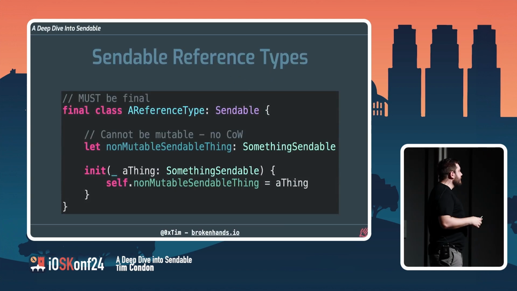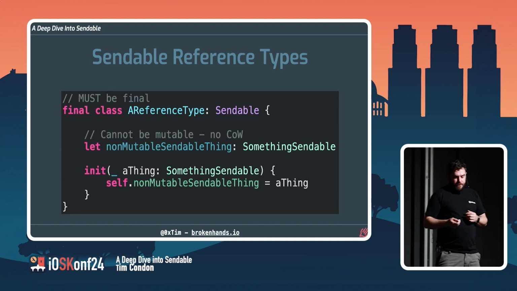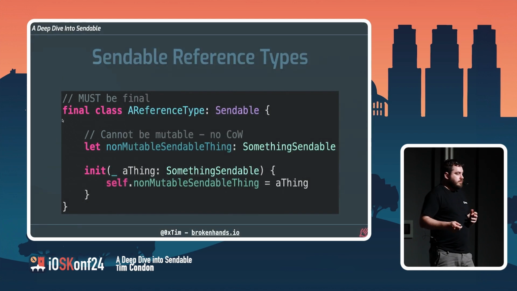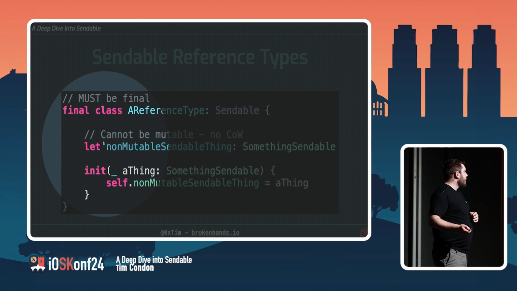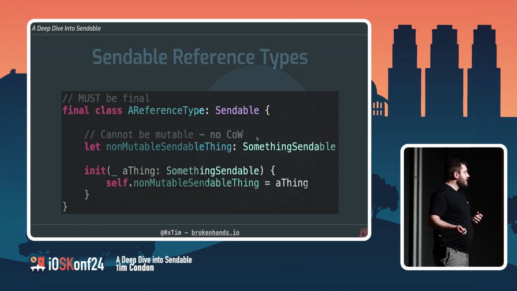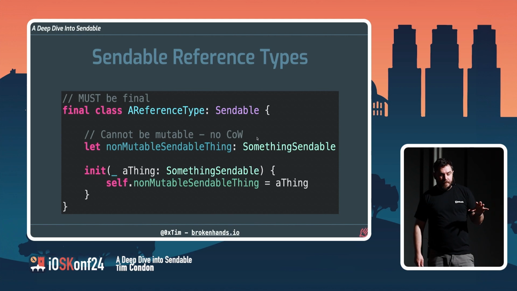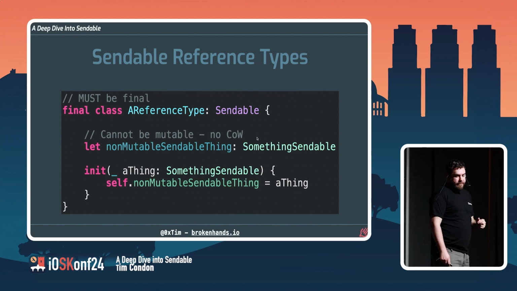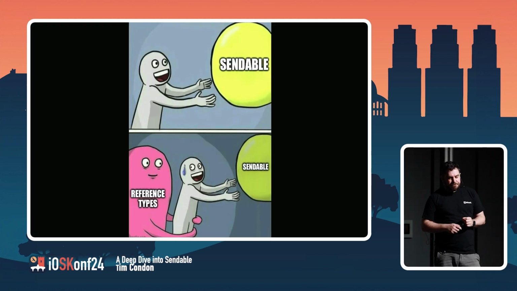So in the simple case, where you have a class that is final, so if I can get my little pointer to work here, there we go. If it's final, then you can't subclass it. If it only contains immutable types that are lets, and they are also sendable, then again, you can just mark it as sendable, and everything's fine. Because there's no mutability in this type, so it's impossible to be thread unsafe. But that's about as far as reference types go with sendability, at least of the easy types.